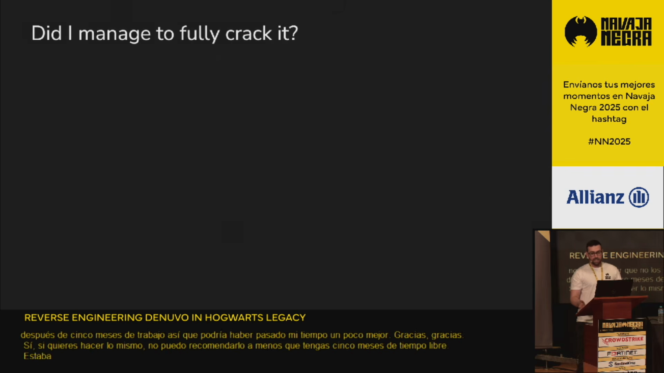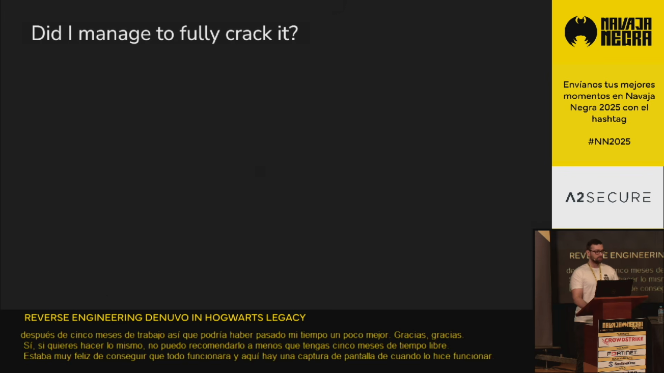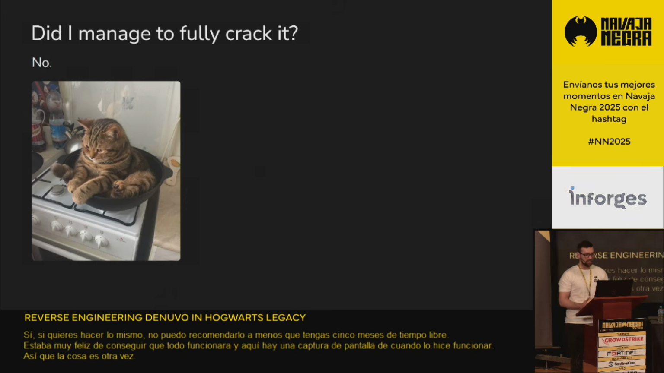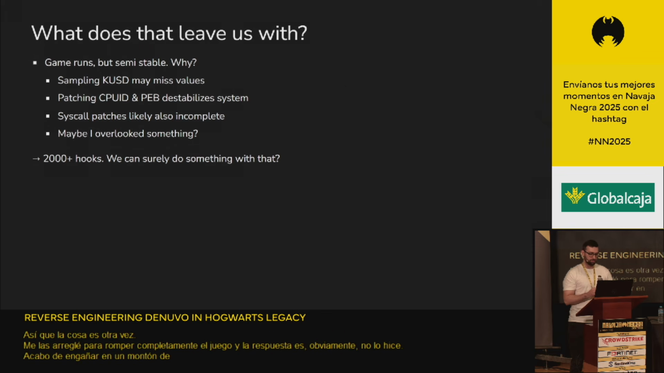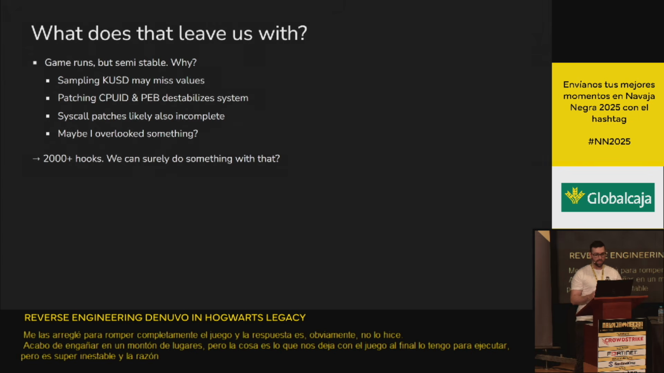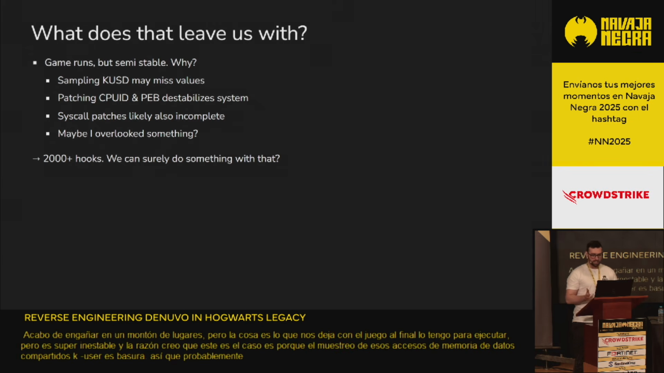So the thing is, again, did I manage to fully crack the game? And the answer is obviously no, I did not. I just cheated in a lot of places. But the thing is, what does that leave us with? The game, in the end, I got it to run, but it's super unstable. And the reason I think this is the case is because sampling those KUSER_SHARED_DATA memory accesses is trash, so I probably missed values, and patching the CPUID and process environment block definitely destabilizes the system. And the way I patched everything else is also probably garbage, and I might have overlooked something.